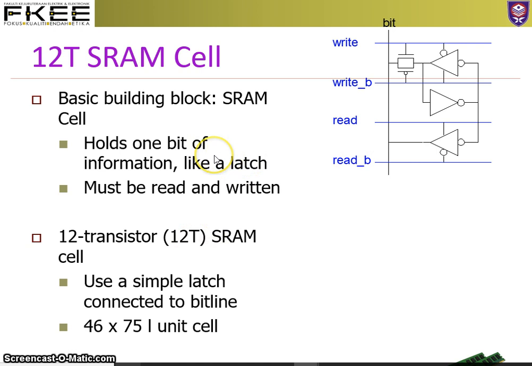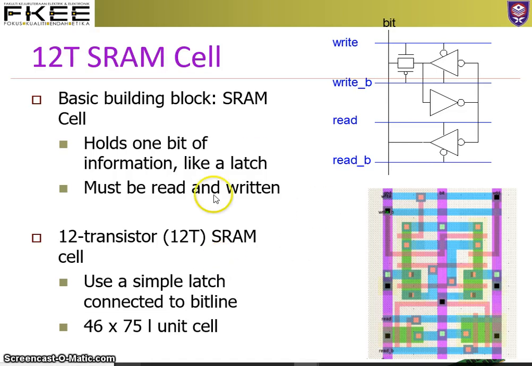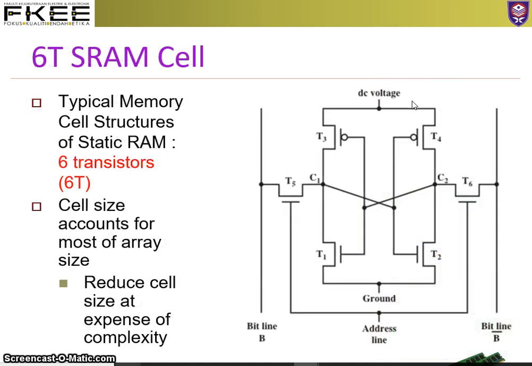So this is much simpler compared to if you use a D flip-flop or SR flip-flop. This is just one cell over here. It is called a 12 transistor SRAM. This is an example of the layout for this particular SRAM with 12 transistors, and the most popular is the 6 transistor SRAM cell.